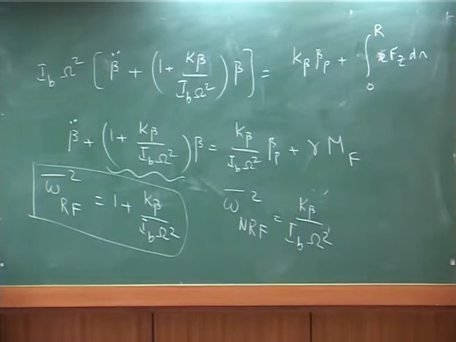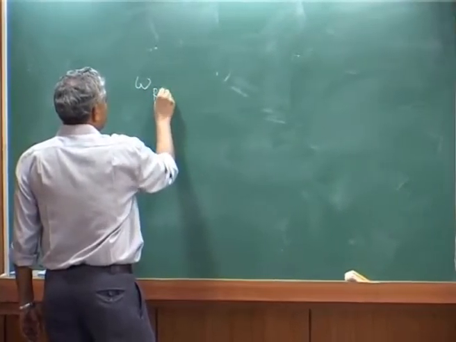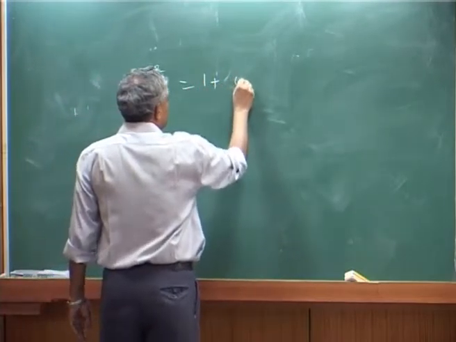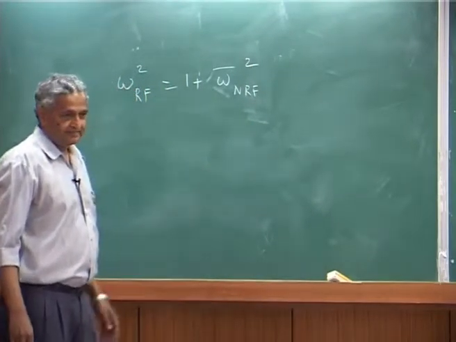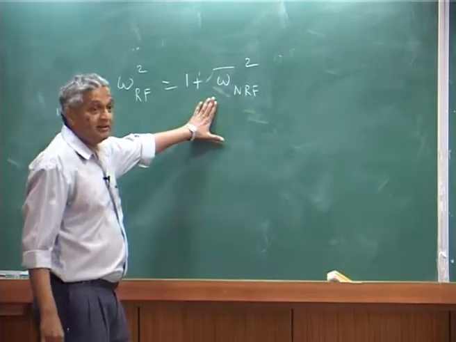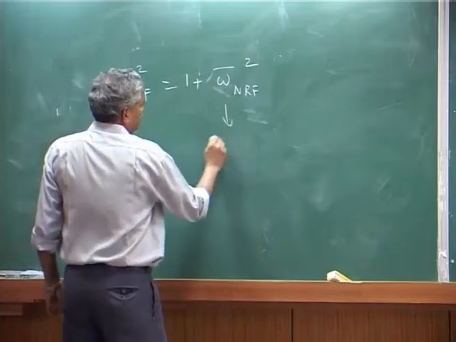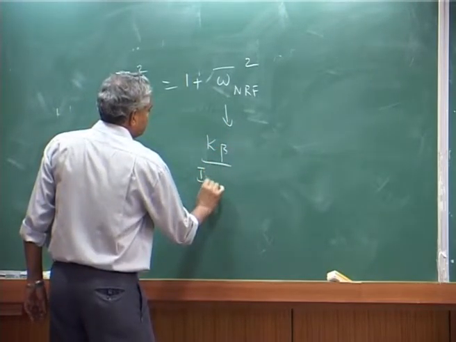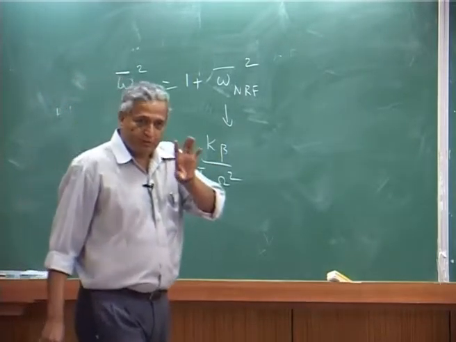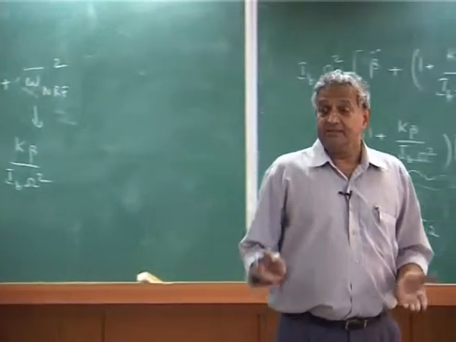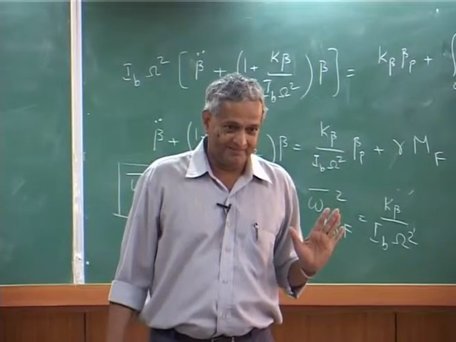So, this is my rotating flap square is 1 plus omega bar, that is all. And this is k_beta over I_b omega square, that is all. So, if you put a spring, my natural frequency in flap has increased, it has become more than 1.